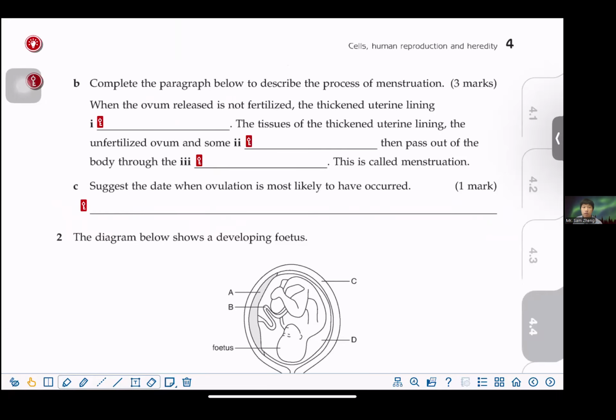Next, complete the paragraph below. When the ovum released is not fertilized, the uterine lining will continue to grow. That means it will be thickened again. Then once it reaches day 28, it will enter a new menstrual cycle. The thickened uterine lining will break down, and menstruation will occur. The tissue of the thickened uterine lining, the unfertilized ovum and some blood would then pass out of the body through the vagina, and this is what we call menstruation.